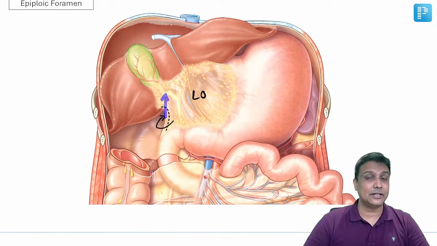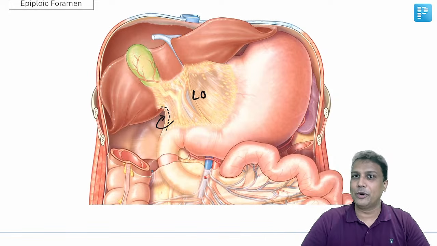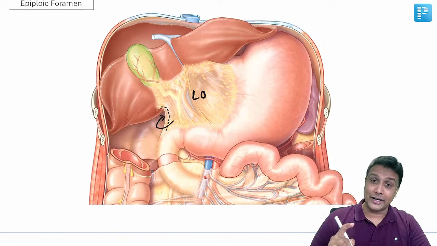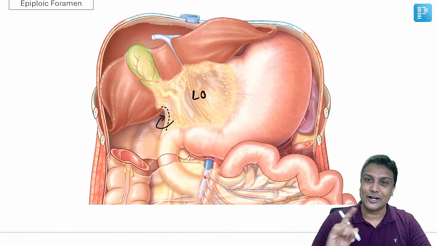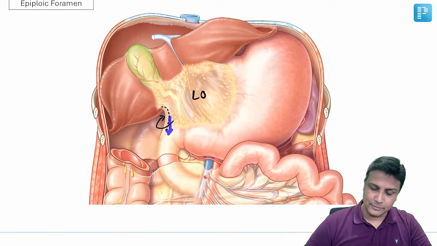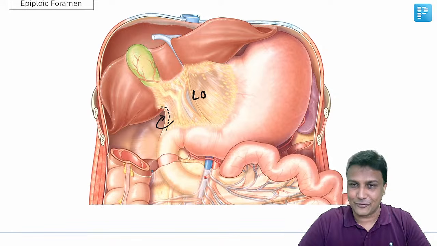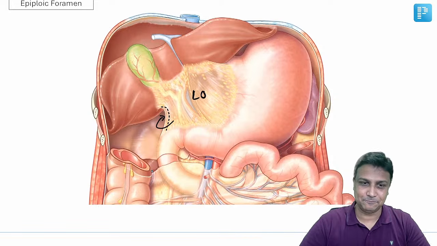Above the epiploic foramen, there will be liver. But which lobe of the liver was asked in the exam? Please remember it is the caudate lobe of the liver. Caudate, not quadrate lobe of the liver. It is caudate lobe of the liver. And below here will be actually the duodenum. Of course, the first part of the duodenum. First part of the duodenum. Perfectly done.